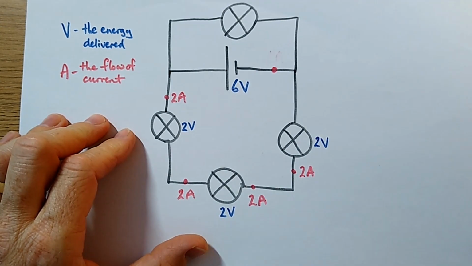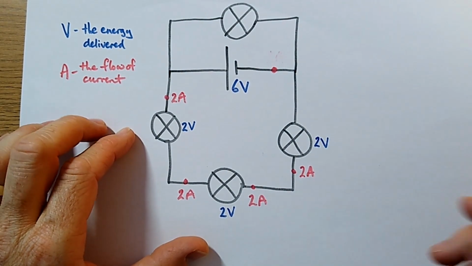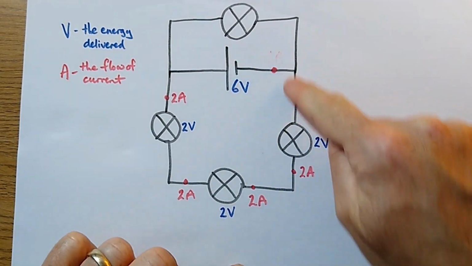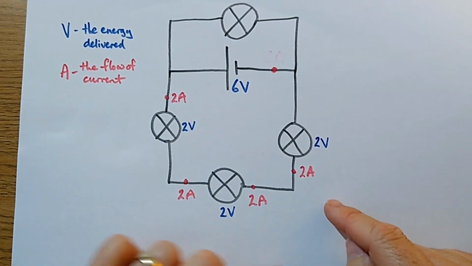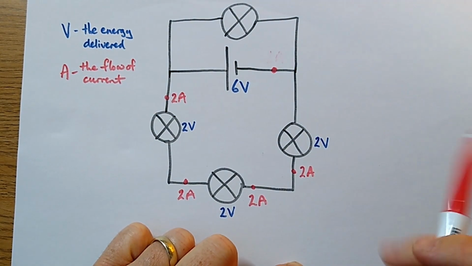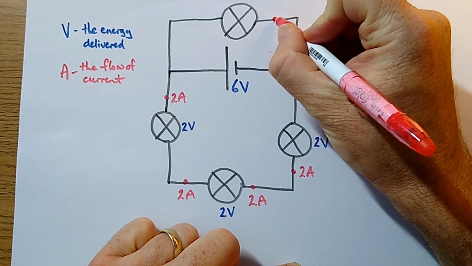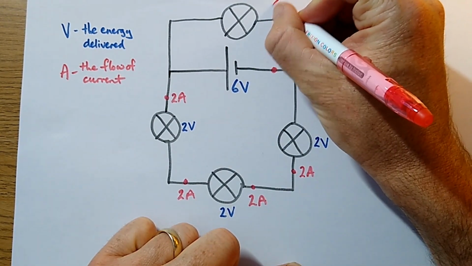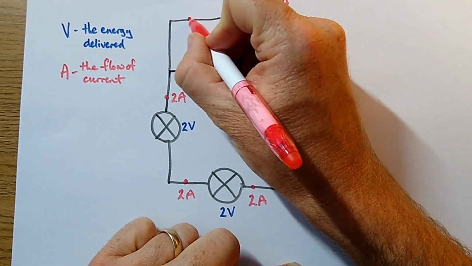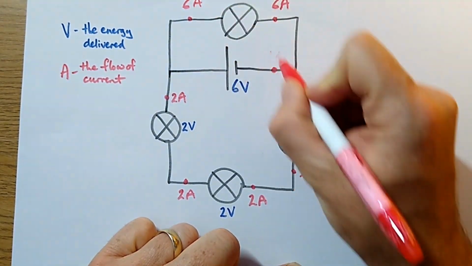This bulb here is going to have a different delivery van doing the round. This one has had the 2 amp delivery van doing the round. This is going to get a different delivery van. So what's that going to get? Well, in this particular case, I'll tell you, it's going to get 6 amps. It gets 6 amps going through there, and over here it gets 6 amps.